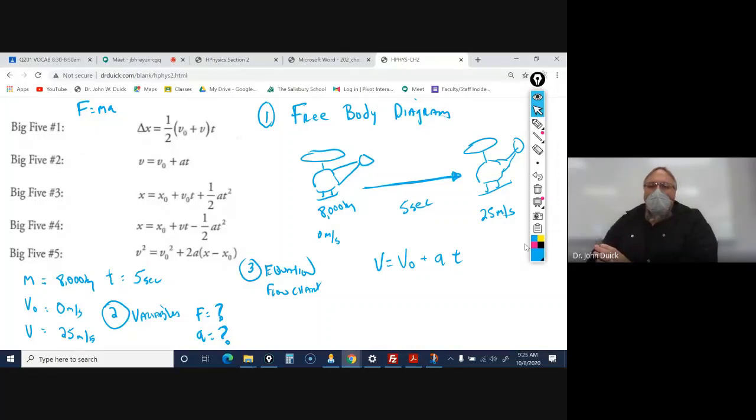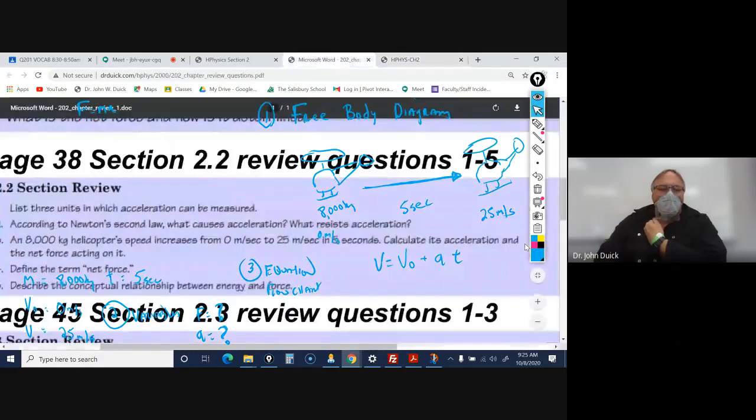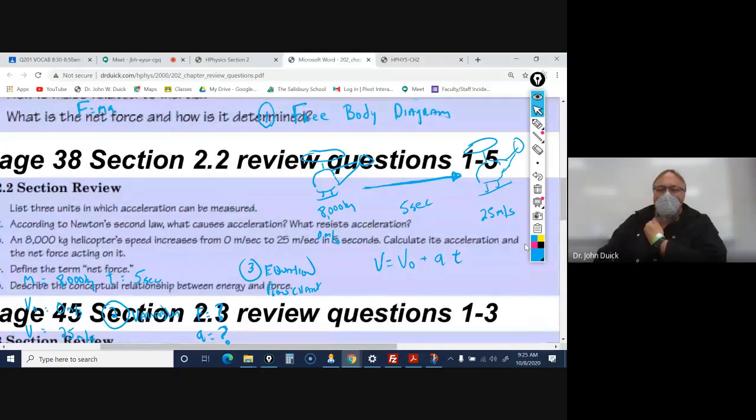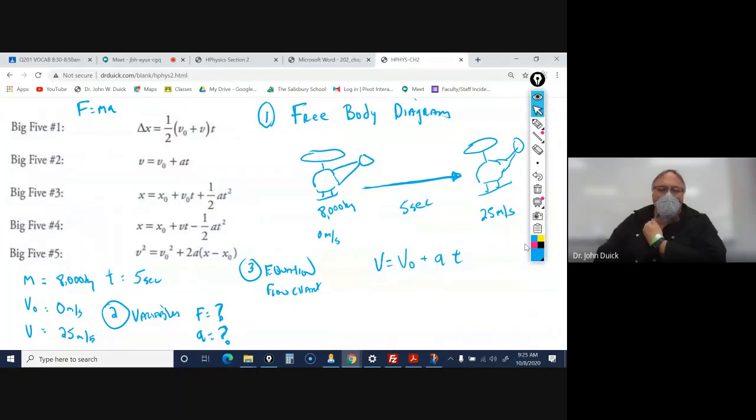Going to reiterate what happened. Free body diagram: I draw my helicopter going from point A to point B, from 0 meters per second to 25 meters per second. I do it in 5 seconds. The second thing I want to do is list all my variables: mass, initial velocity, final velocity, and my time. I also want to list what I'm looking for. In the equation, it says right here I want to know the net force and the acceleration. So I put question marks next to those two things I'm searching for.